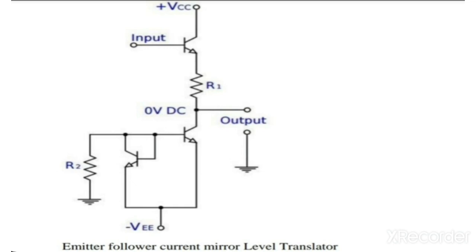We can also use a Zener constant current bias with emitter follower in forming a level translator. But an emitter follower current mirror level translator is mostly used in operational amplifiers.